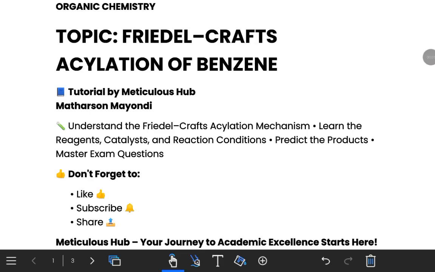In this session, we'll look at Friedel-Crafts acylation of benzene. We'll understand the Friedel-Crafts acylation mechanism, and also learn the reagents, catalysts, and reaction conditions, and also how to find the product using the reaction mechanism. So let's get started.